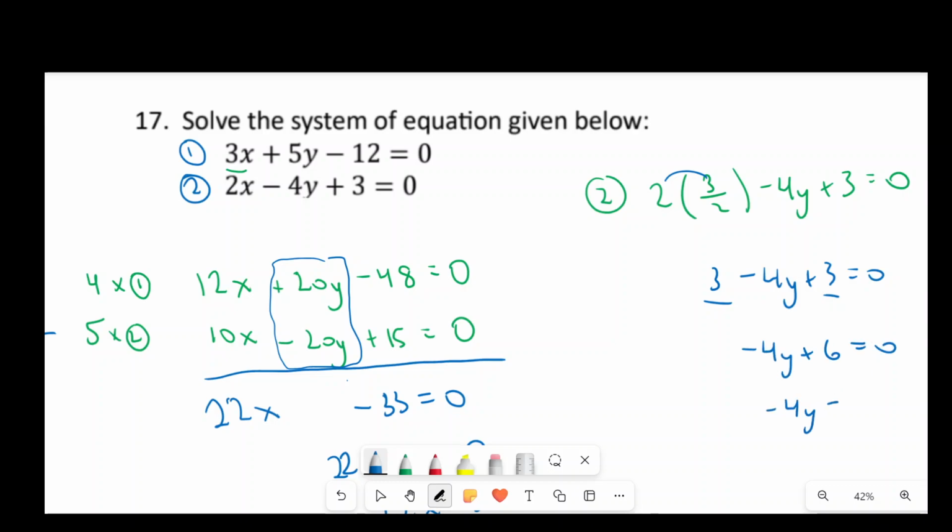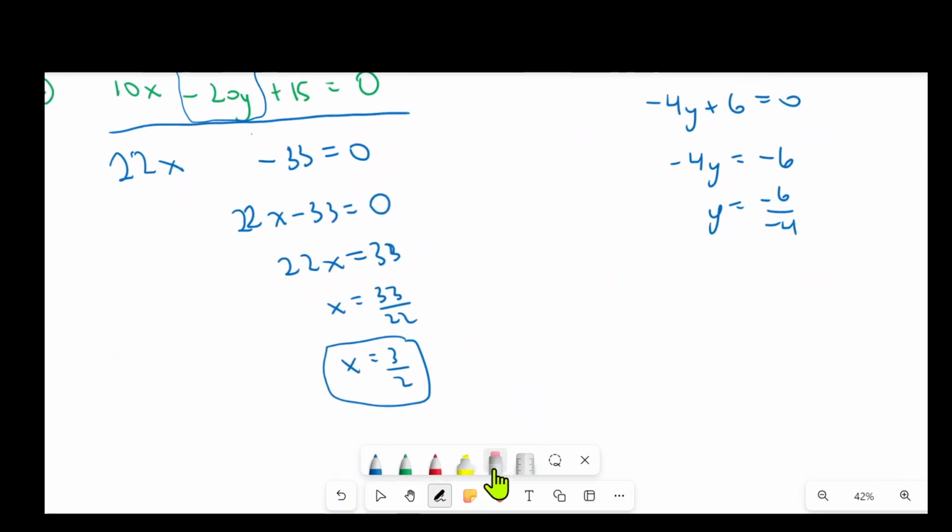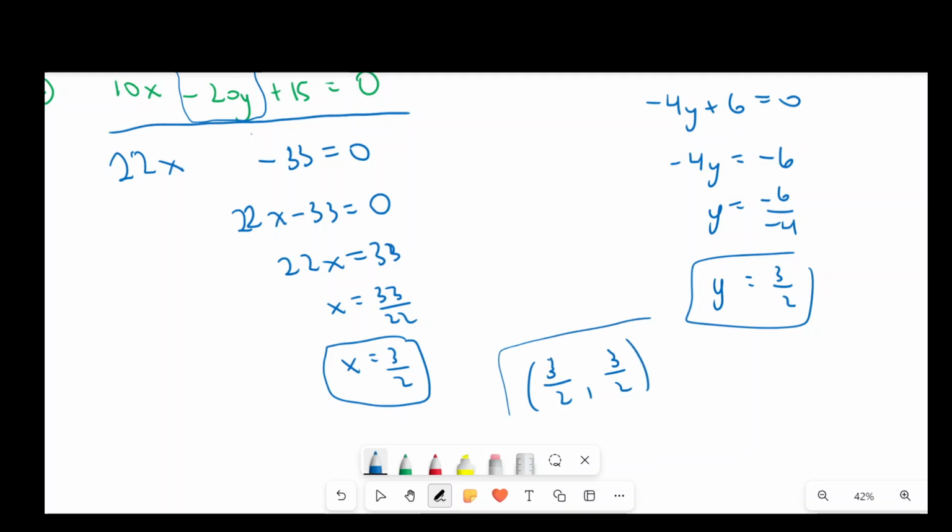So I'm solving for y. Negative 4y equals negative 6. So y is negative 6 divided by negative 4. So I need to reduce that fraction. So it becomes a positive y equals 3 over 2. So I now know that the solution to the system is 3 over 2, 3 over 2. So that's just a point on the Cartesian plane.